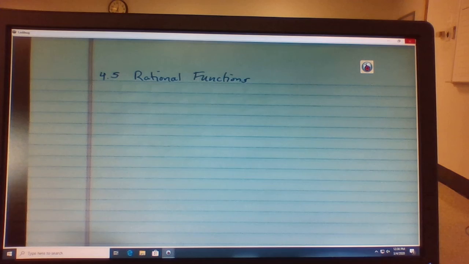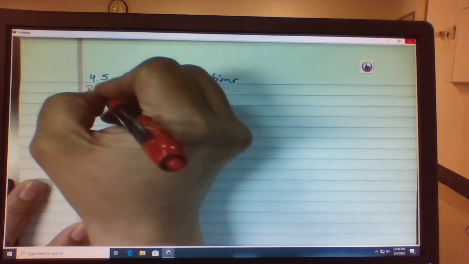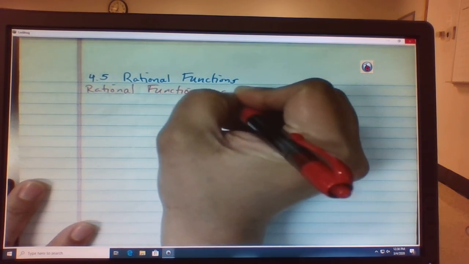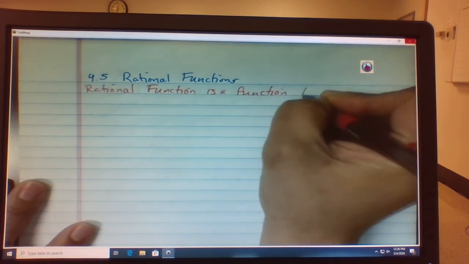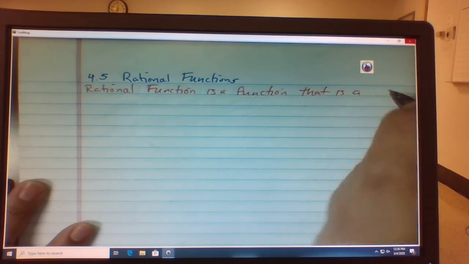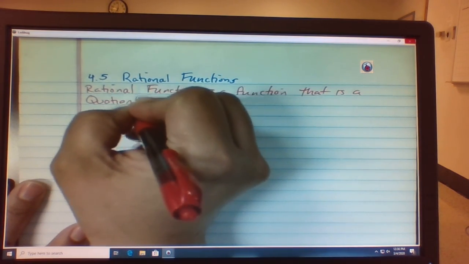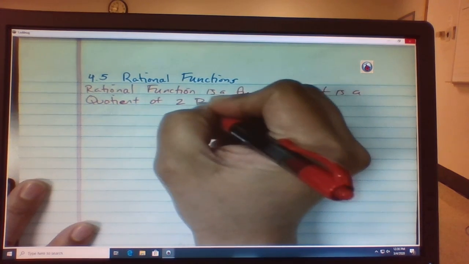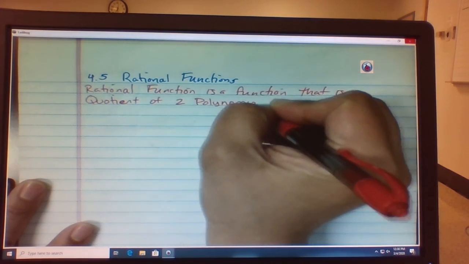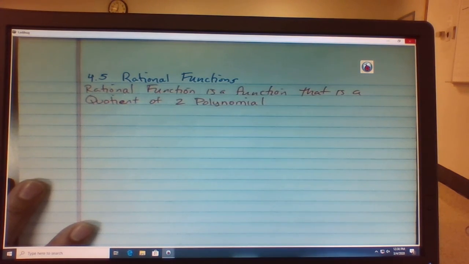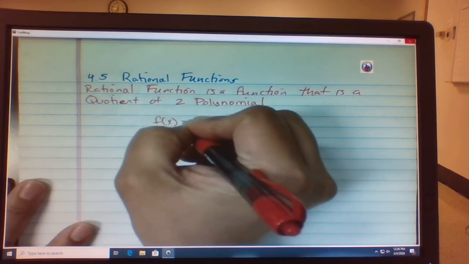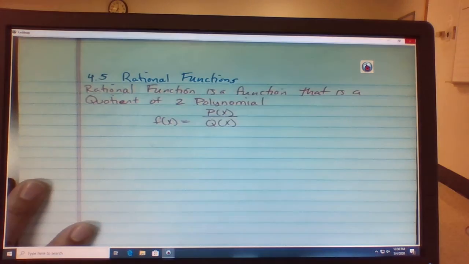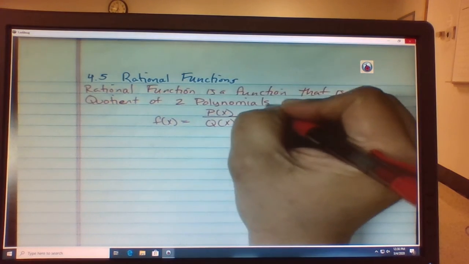So the first thing for us to understand is a rational function is a function that is a quotient. So there's going to be some kind of fraction here. It's a quotient of 2 polynomials. We've already covered polynomials. Most of the time, you're able to factor something out from these polynomials. So your function, f of x, consists of p of x and q of x. It could be something like this.